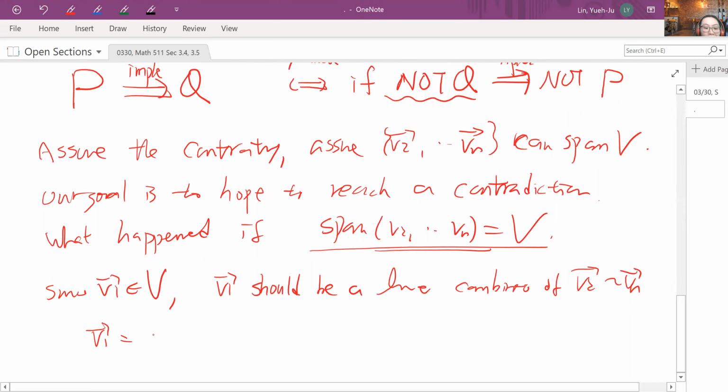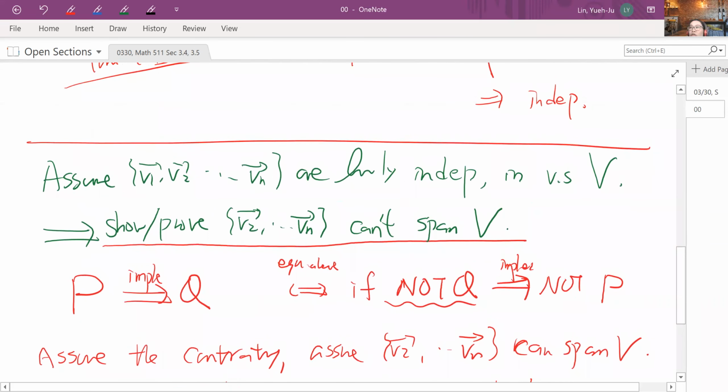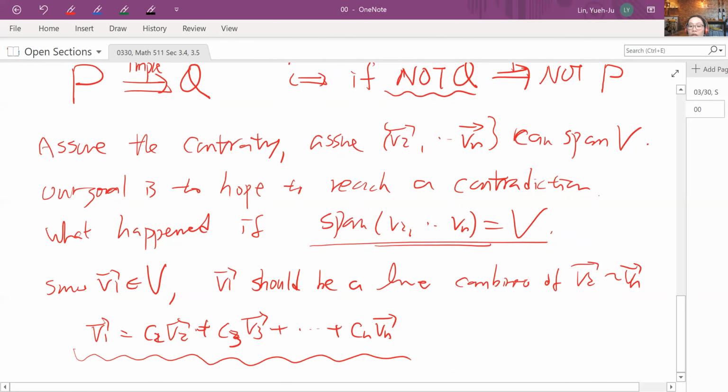So I could write this with coefficients like this. Okay, did you see something bad here? If V1 can be written as a linear combination of V2 to Vn, does it contradict something we know to start with? Well, you're saying that V1 is a part of the set of vectors that make up V, but now you're saying that V1 is also equal to everything inside of V, besides itself.